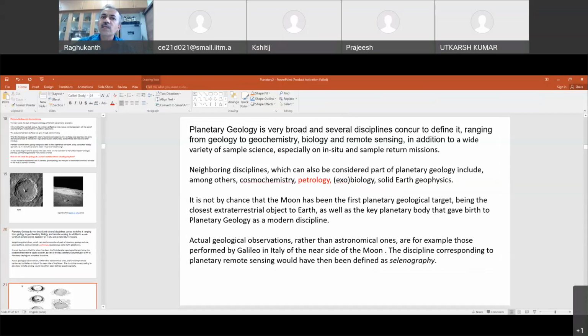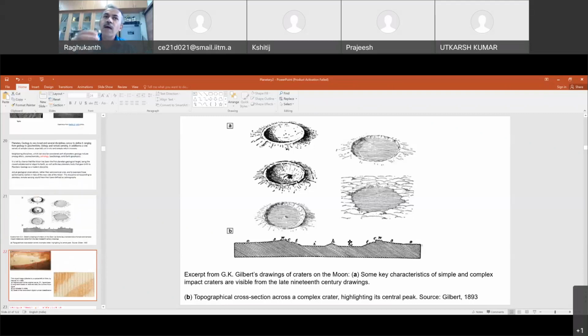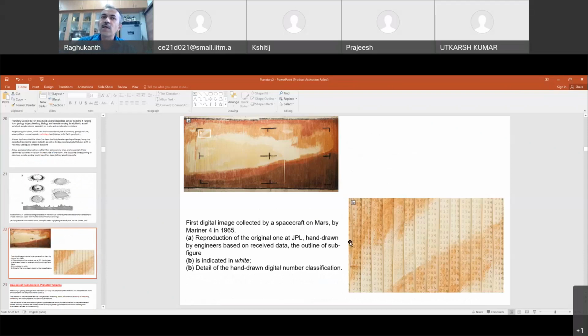Now these are the earliest drawings, basically, by one famous geologist, Gilbert. In 1893, they observed the moon in telescopes and made these beautiful images. For example, you see the craters where the material has been thrown out, and you can see some craters they have marked, and approximately they have also taken a section here. This is topographical data. So some sketches were made by the famous geologist Gilbert, long back in 1893, one of the earliest things. And this was one of the first digital images, you can say, of Mars, taken by a spacecraft in 1965.